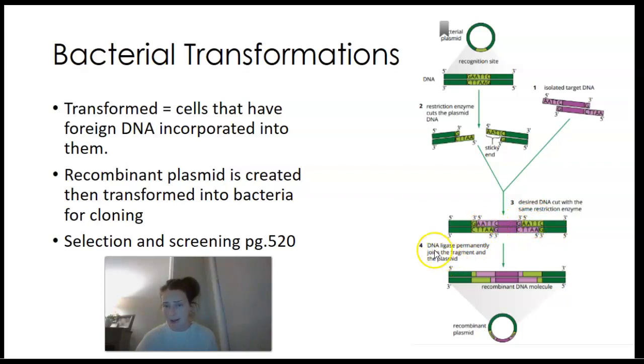And a ligase can be used to join those two fragments together. And so this results in what we call a recombinant plasmid. So that's our first step. We've created a recombinant plasmid by putting our gene into a bacterial plasmid.